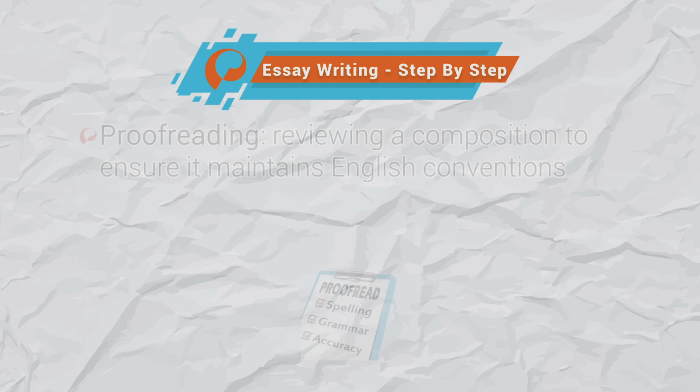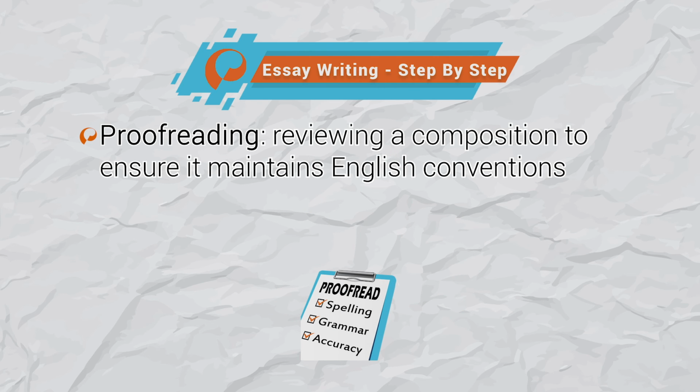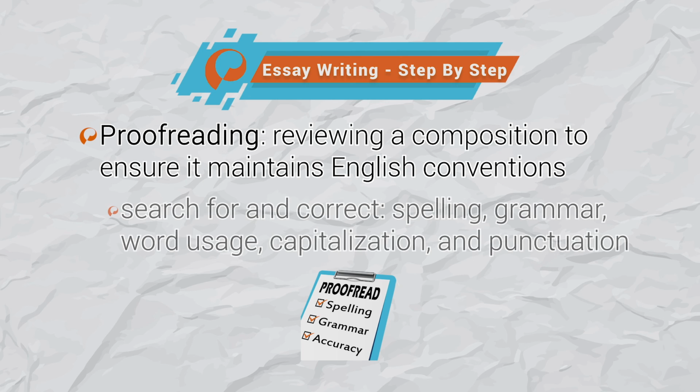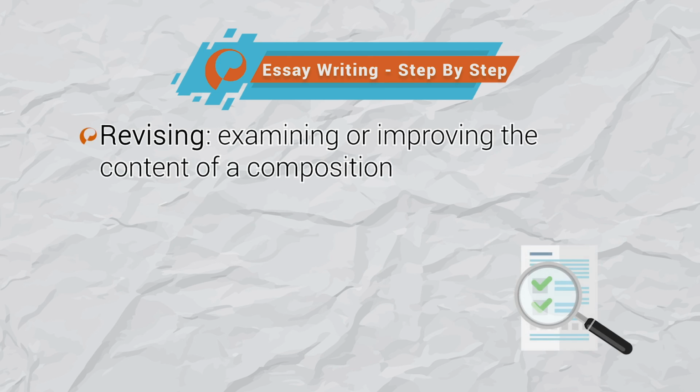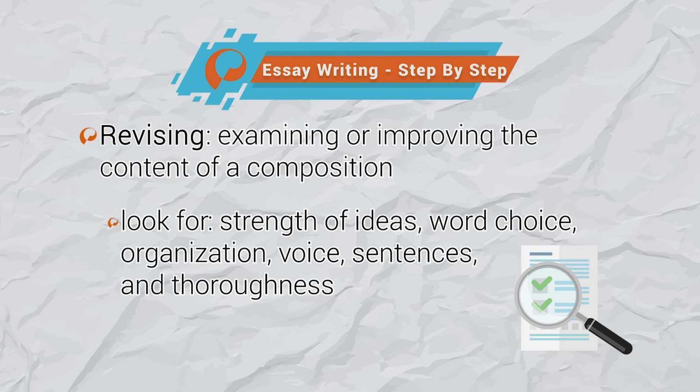Editing, also known as proofreading, involves reviewing a composition to ensure it maintains English conventions. When editing, you should search for and correct errors in spelling, grammar, word usage, capitalization, and punctuation. Failing to revise or edit a composition and leaving it with many errors can erode an essay's authority. When revising an essay, you are examining or improving the content of a composition. Things to look for include the strength of the composition's ideas, word choice, organization, voice, sentences, and thoroughness.